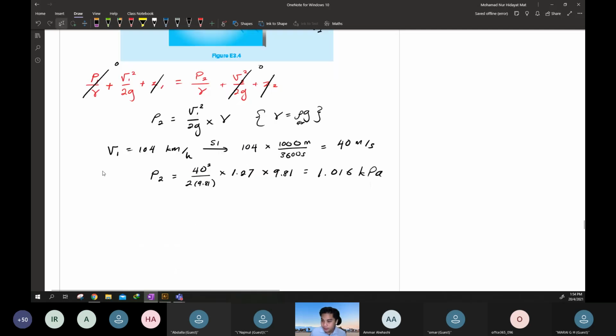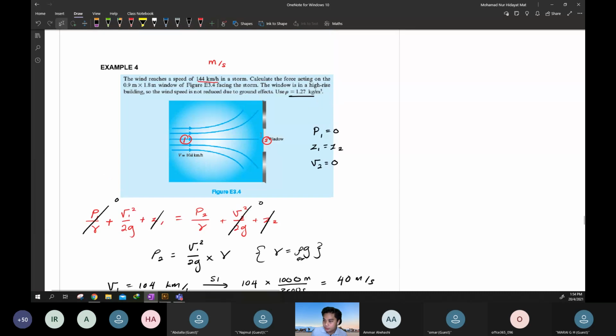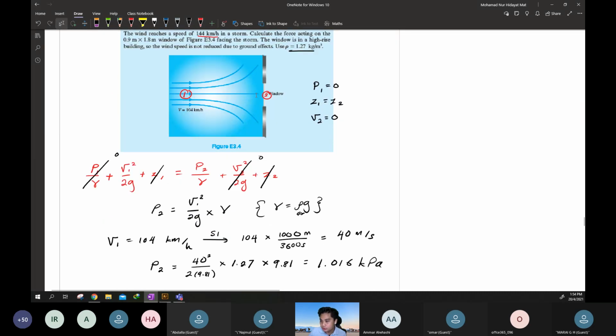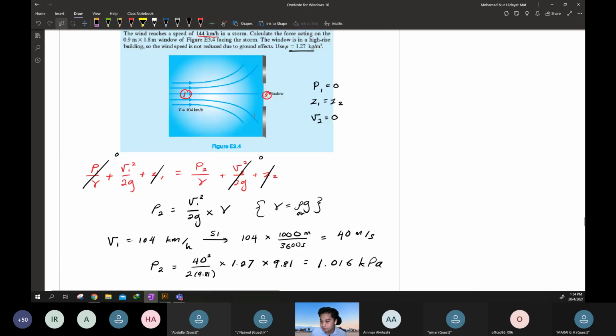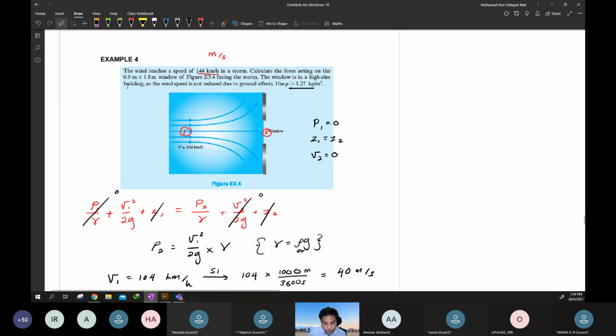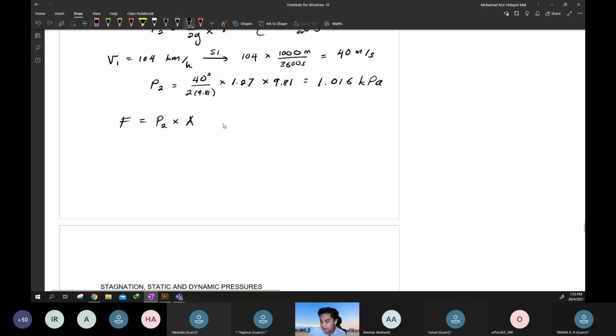From here, you need to find the force acting on the window, which equals the pressure at the window multiplied by the area facing the wind, which is 0.9 multiplied by 1.8. So the pressure is 1.016 kilopascal multiplied by the area 0.9 times 1.8. You will get 1.646 kilonewton. Therefore, that is the final answer for the force acting on the window.